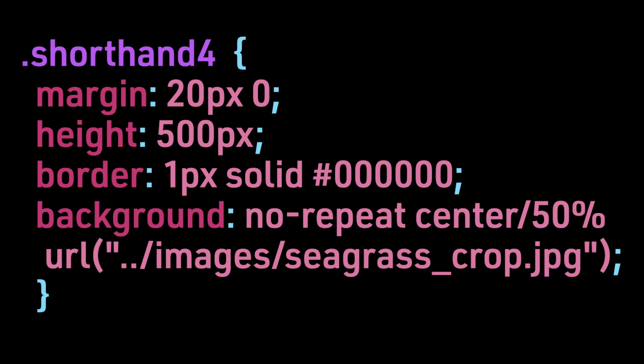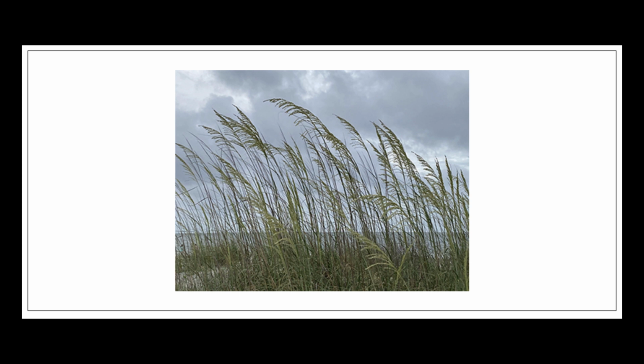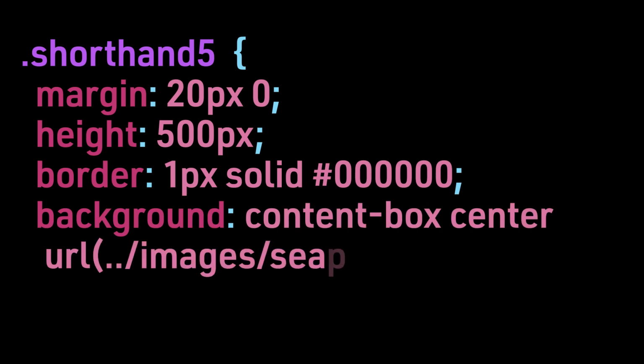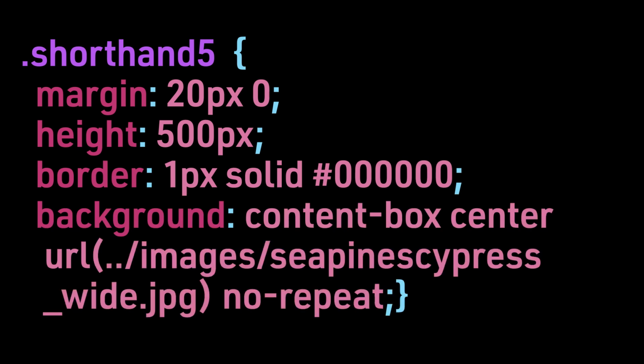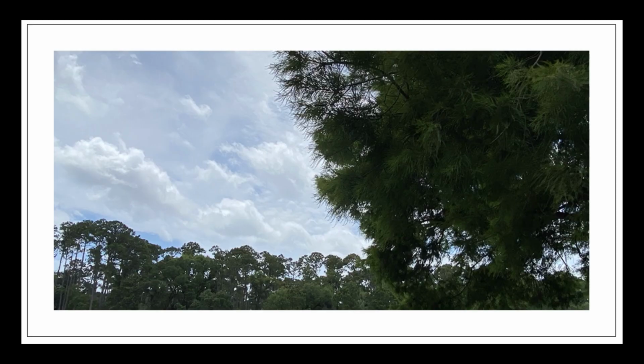Here is the CSS for centering and scaling a single image. This is how it would display. Here is the CSS for using background clip, background position, background image, and background repeat. This is how it would display. Some padding is necessary to see that the background image is being clipped to the content box.